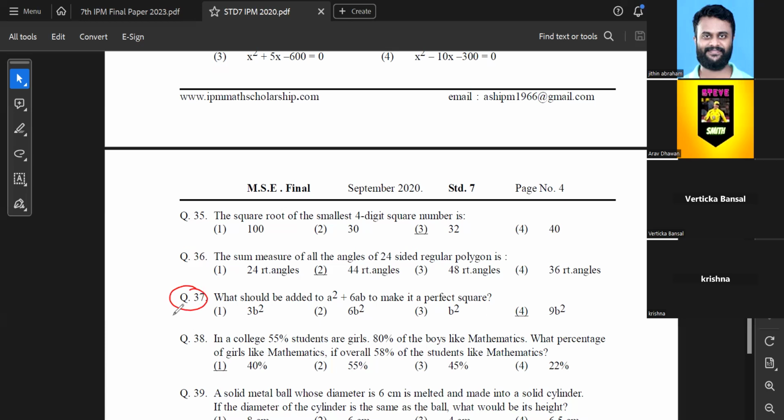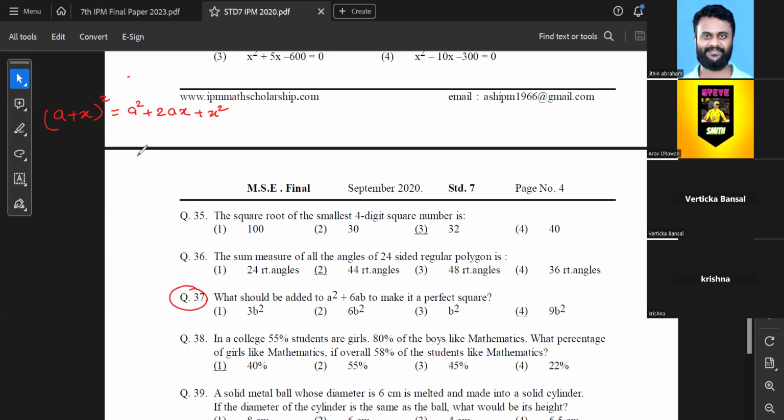37th question: what should be added to a square plus 6ab to make it a perfect square? So the perfect square formula, I'll just write the formula for you guys. A plus b, or in this case, since b is already used, I'll do one thing. A plus x I will write. A plus x whole square is basically a square plus 2ax plus x square. So simple formula it is, right?